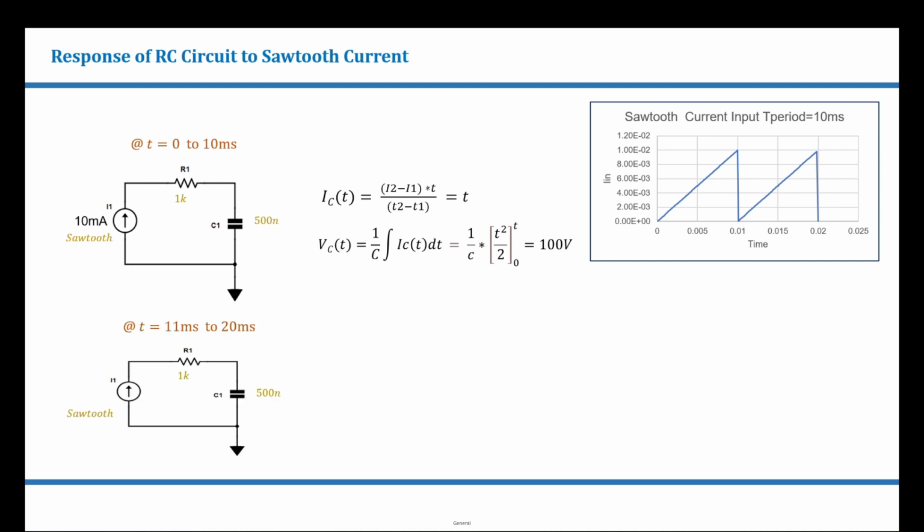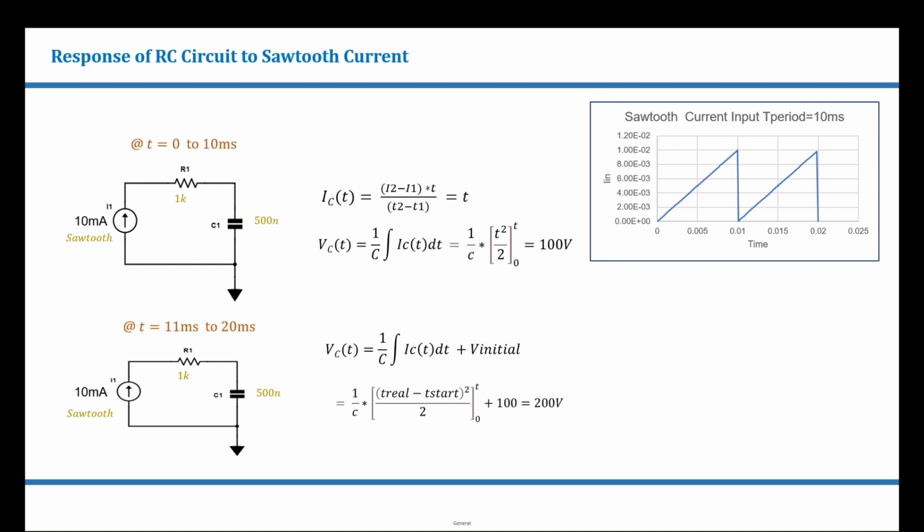We can see that at 10 milliseconds, the input current drops to 0 and the current source will be replaced by an open circuit. Since there is no path for the capacitor to discharge, it stays at 100 volts and starts charging when the input current is available again. And the equation can be seen as follows. T start here is 10 milliseconds.